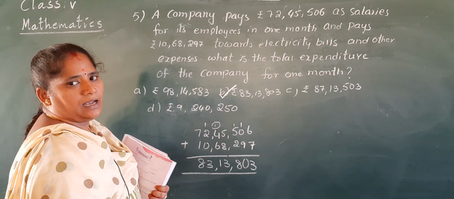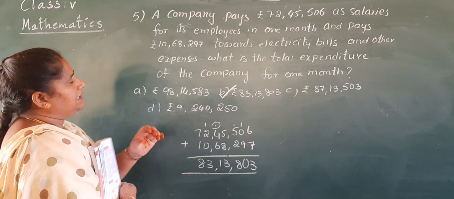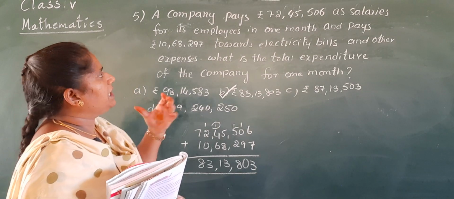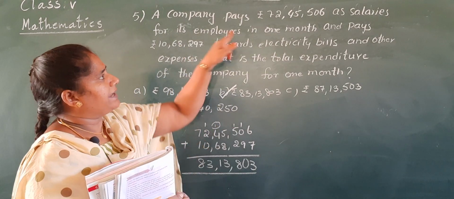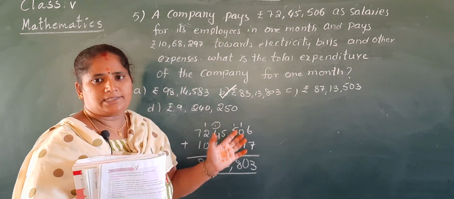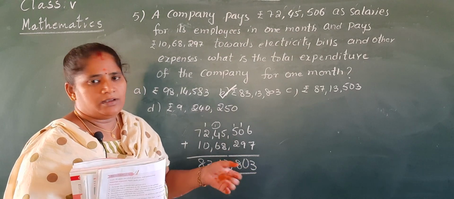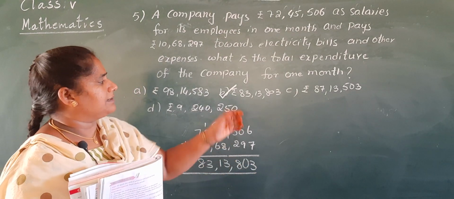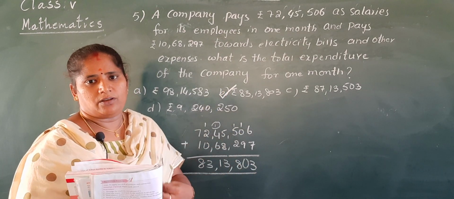Okay? So if the question is given in word form, just take the numbers in your rough book and decide whether to do plus or minus or into. Do this in rough book and choose the correct option. Okay?